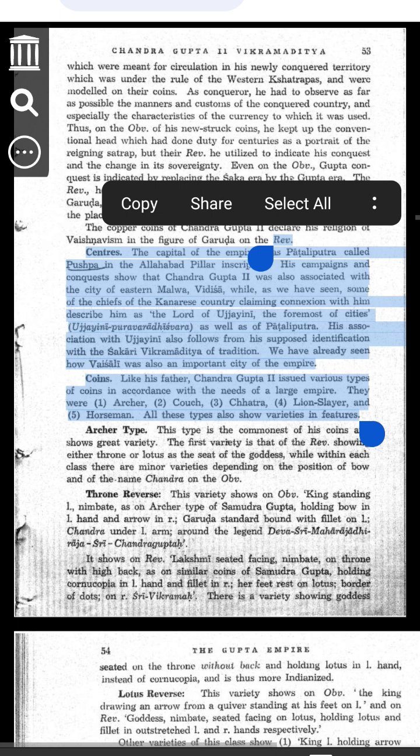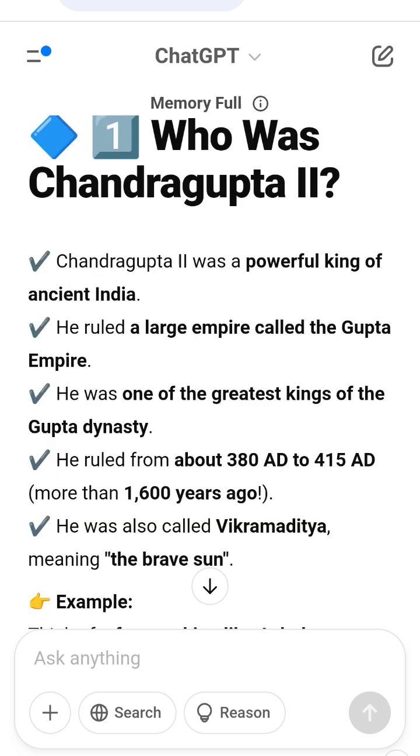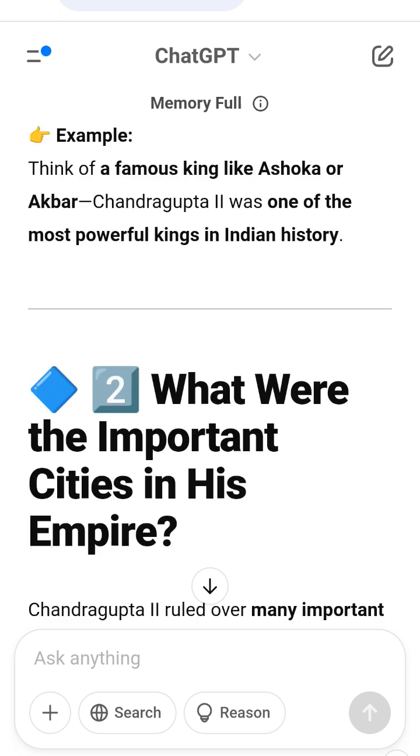1. Archer-type coin. These coins show a picture of a king holding a bow. It represents strength and bravery. Example, imagine a Superman logo. It shows power. This archer coin was like a Superman logo for Chandragupta II's power. 2. Couch-type coin. These coins show a king sitting on a couch, sofa, throne. It represents royalty and comfort. Example, think of a king sitting on a golden throne. This coin showed the same thing.